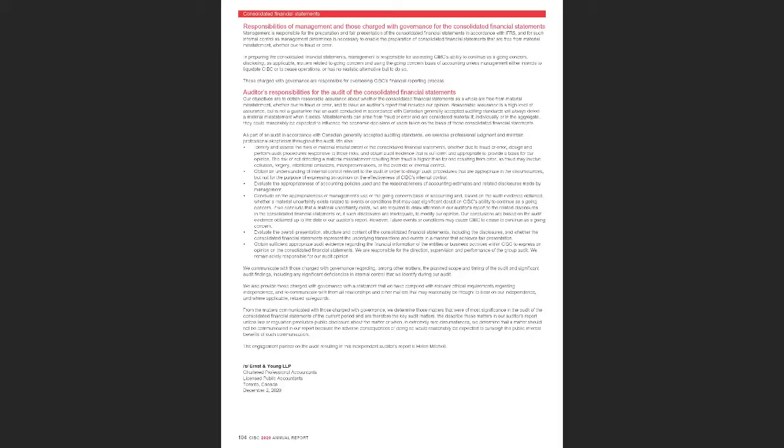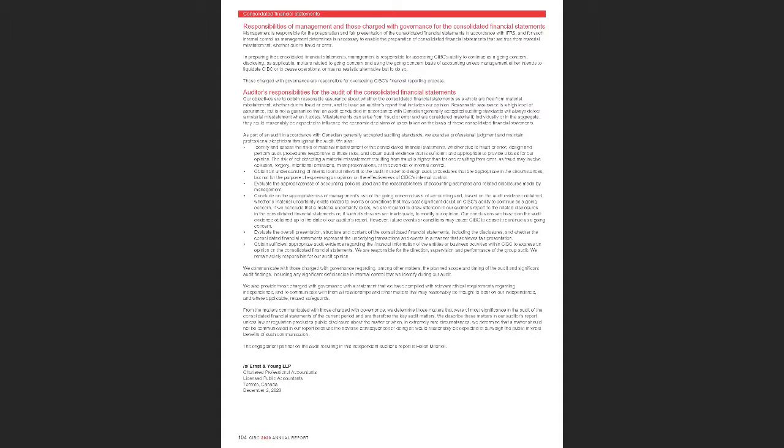It says we also, and then there's a whole bunch of bullet points here. We're telling the reader, let's look at a couple of these. It says we identify and assess the risk of material misstatement of the consolidated financial statements, whether due to fraud or error. Secondly, we obtain an understanding of internal control relevant to the audit so that we can design audit procedures that are appropriate in the circumstances. Thirdly, we evaluate the appropriateness of accounting policies used and the reasonableness of accounting estimates. So what we're doing here is we're giving the reader really a laundry list, trying to explain to them what it is that we do during the course of an audit.